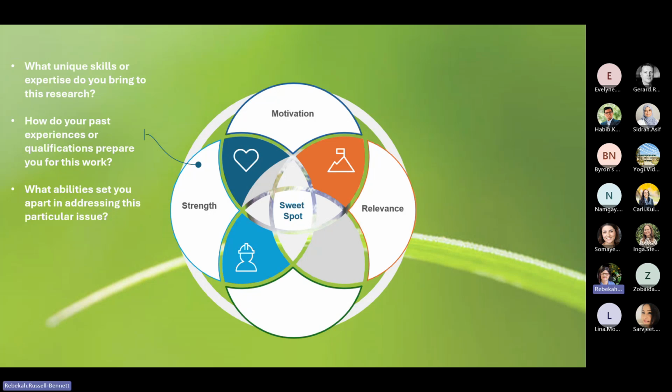Another one: how do your past experiences prepare you for this work? Especially for those of you who are maybe coming from a practice background or worked in a background that would really inform theory and development in that specific area. What ability sets you apart in addressing this specific issue? Like, you speak a different language that you might want to research in that specific area. You know a specific network that can help you. So the strengths are very important.